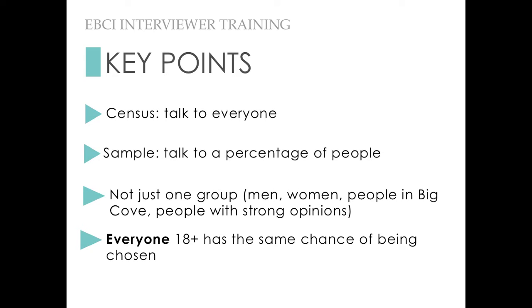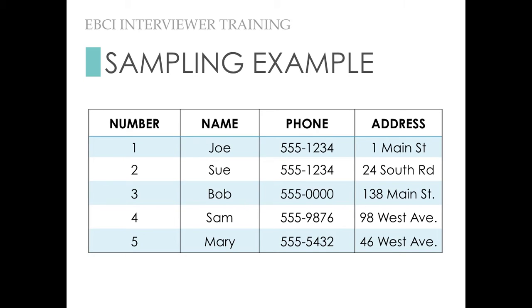So this assures that we don't just hear from one group of people. We're not only talking to men or only talking to women. We're not only talking to people who live in Big Cove or people who have strong opinions or people who happen to be home when we knock on the door. Everyone aged 18 or older living on the koala boundary has the same chance of being chosen.